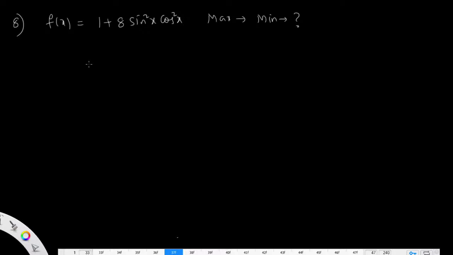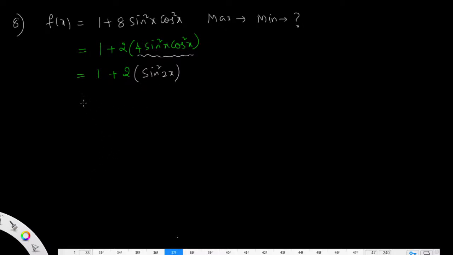So for convenience you can simplify the terms: 1 plus 8 can be split into 2 times 4 into sin square x into cos square x. For our convenience you can split it. So in the basic formula, 4 sin square x into cos square x goes to sin square 2x. Now the value is converted to a single variable.